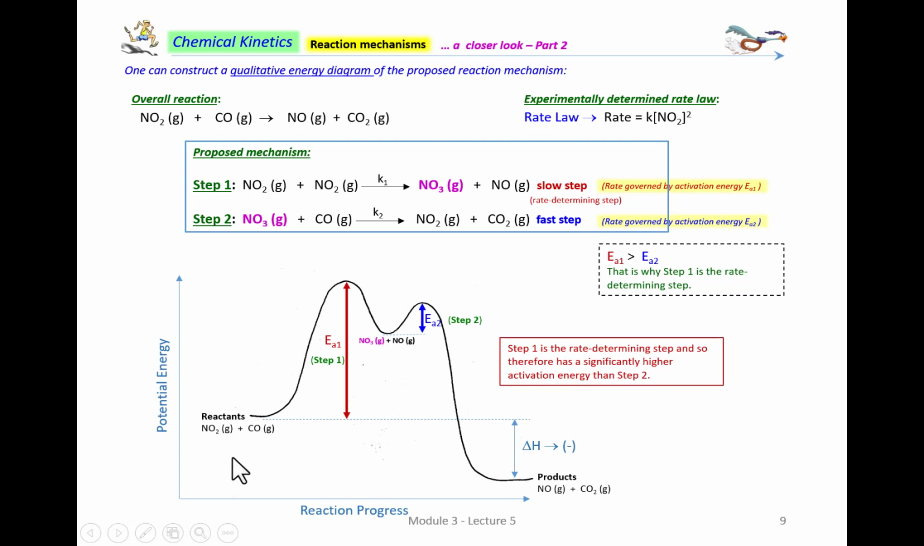Remember, we have energy on the y-axis and reaction progress on the x-axis. We have reactants here, NO2 and CO, and we have products over here, NO and CO2. This particular reaction is exothermic. We'll get back to that in a second. So the products end up at lower energy than the reactants. But more importantly, what I want to show you is that we have this double hump here because the reactants go over the first activation energy in step 1 and form our intermediates, NO3 gas. Now I've called NO an intermediate here.